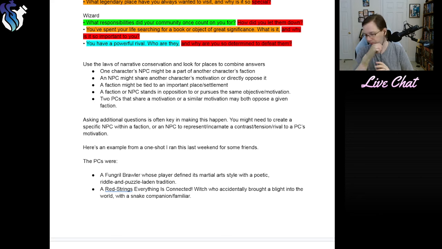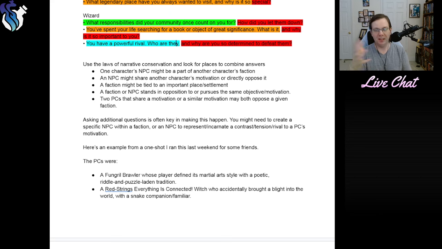I don't often find that Daggerheart is the game where I want full player character versus player character, like outward combat. Interpersonal tensions, intra-party tensions, those I think can be good as long as everybody's on the same page and excited about exploring those complicated relationships.